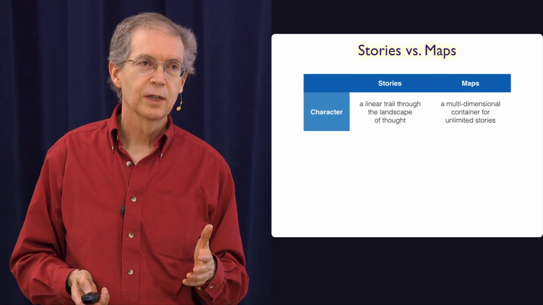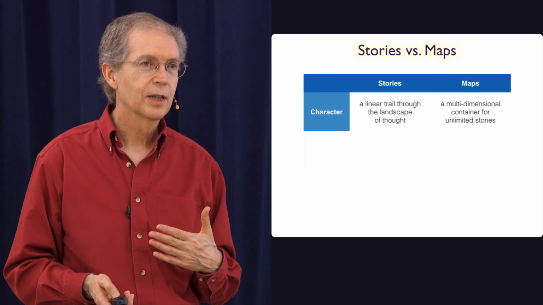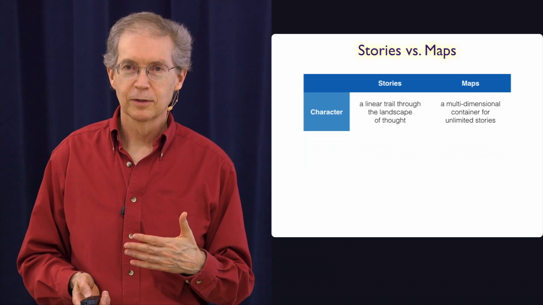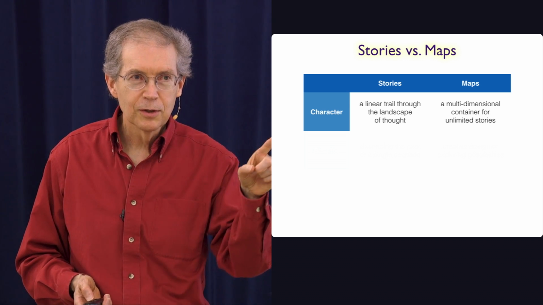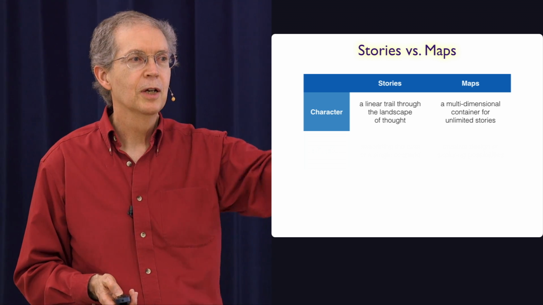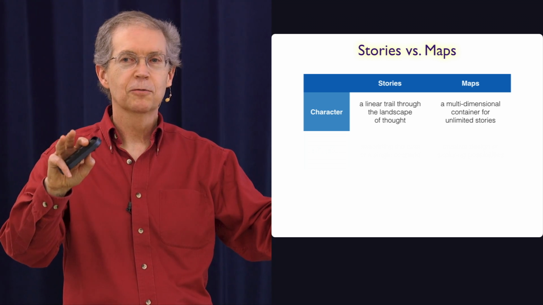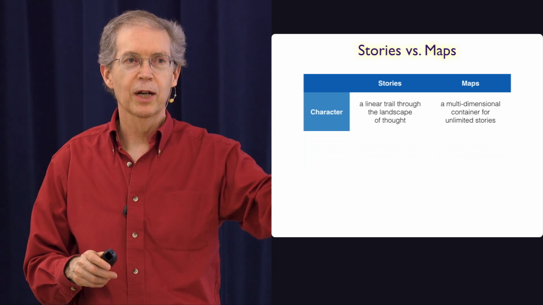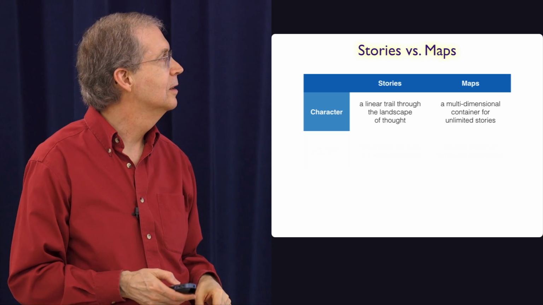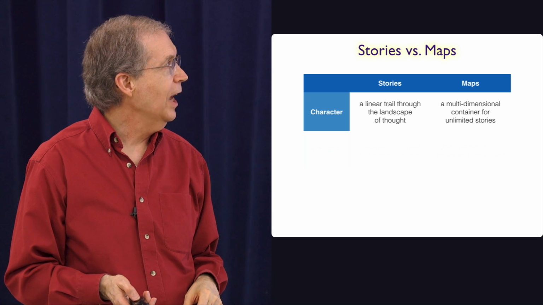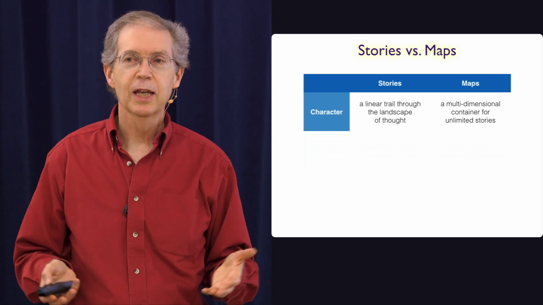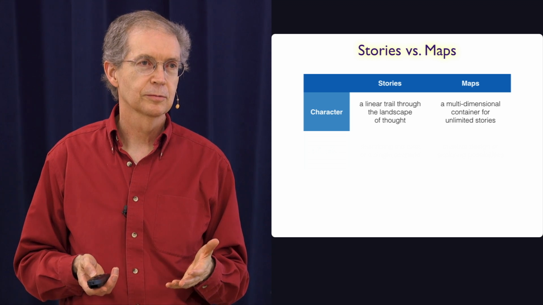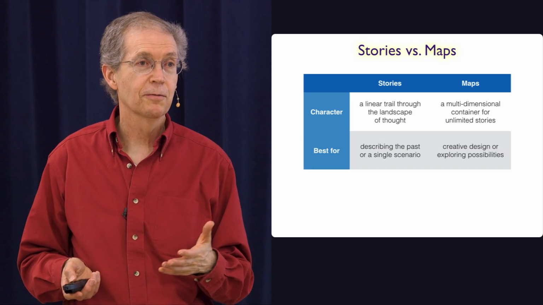So what is a story? I like to think of a story as a trail through the landscape of thought. It's a linear trail that moves through a vast arena of possibility. It picks out one particular trail through that. Whereas maps are multidimensional containers for often unlimited stories. They both have their value.